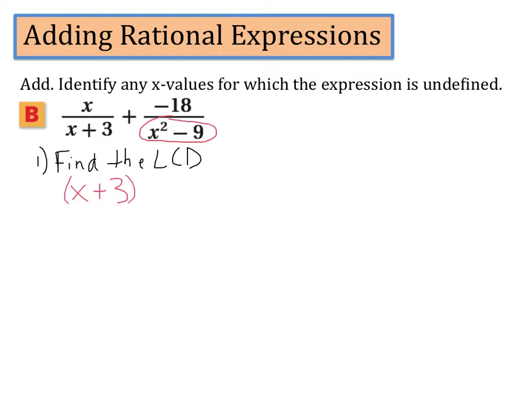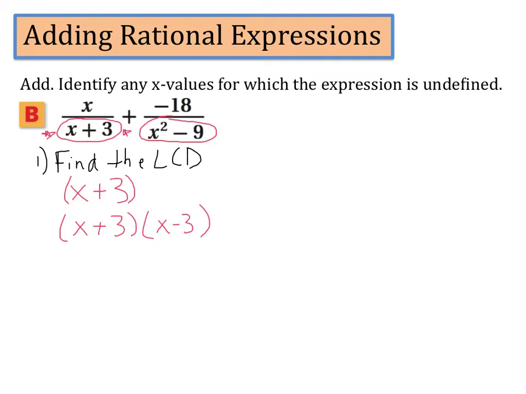I know that x squared minus 9 is the difference of two squares, so I can show that this is x plus 3 times x minus 3. Now remember, we want to have two denominators that are similar by finding the lowest common denominator. So you have to think, would you change or add anything to this one?